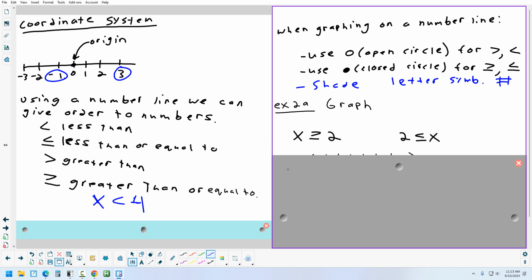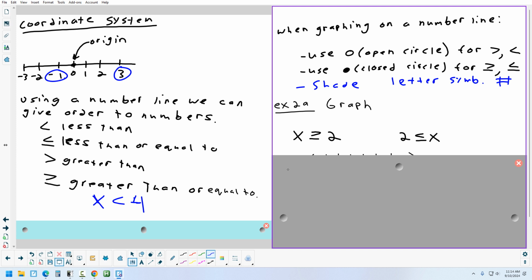Okay, so let's look at those two inequalities. First question is, how does the one on the left compare to the one on the right? They're the same thing, basically. Yeah, they're exactly the same thing.